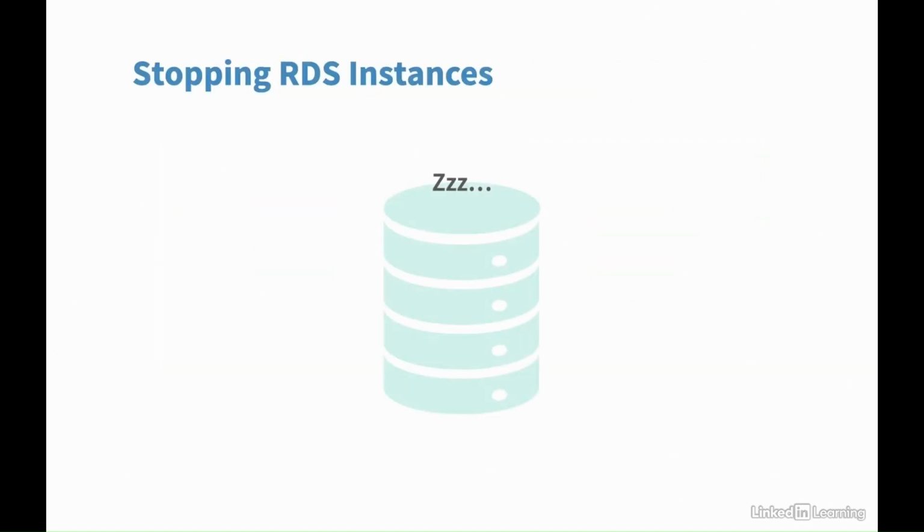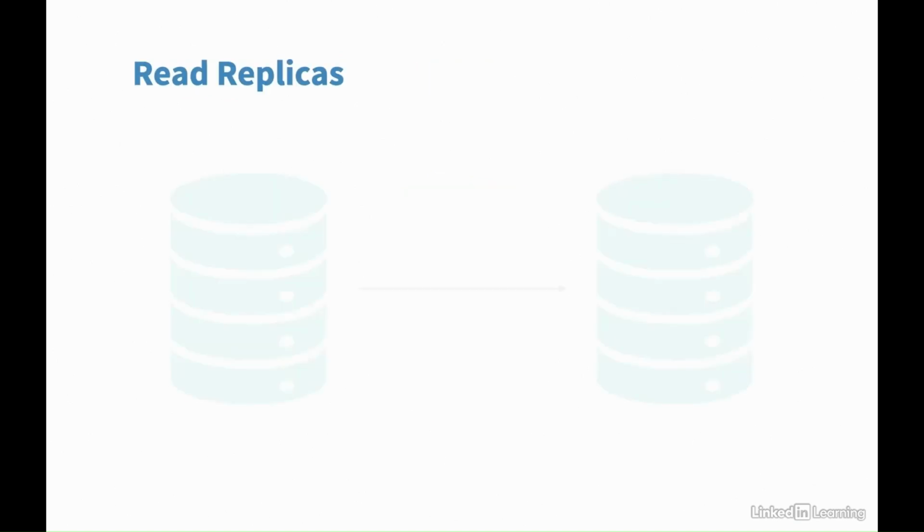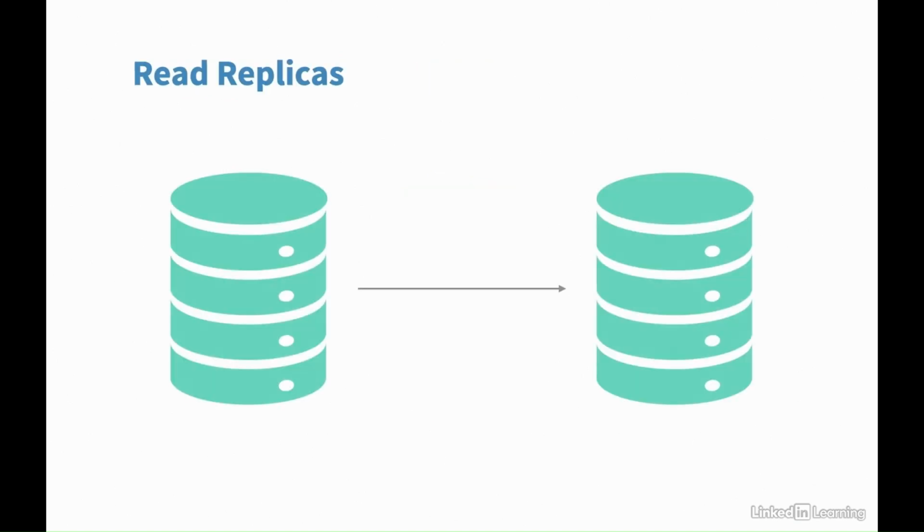You can fully stop database instances, giving you the same flexibility to control uptime and cost that we enjoy with EC2. Just be aware that you can only do this for 7 days at a stretch before AWS will restart the instance automatically to ensure that it does not fall behind on required maintenance and patching. Another nice feature of RDS is the ability to create read replicas.